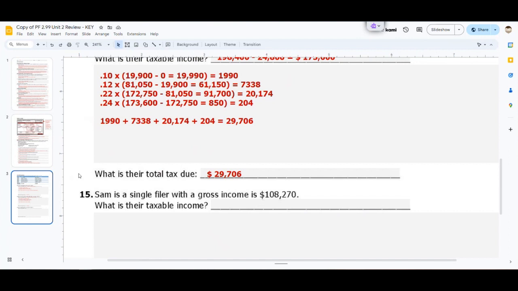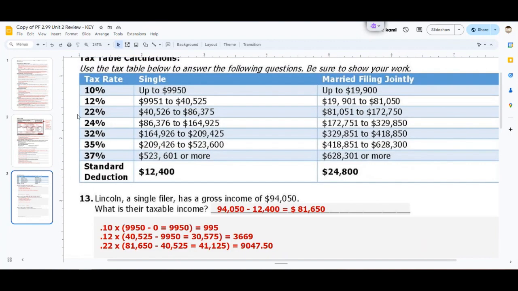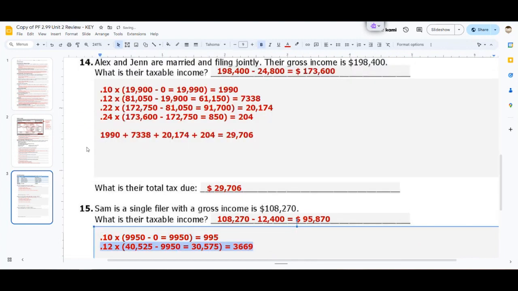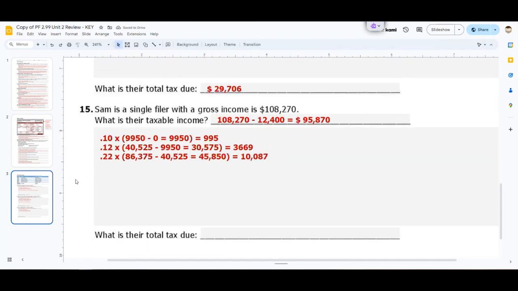All right, finally, Sam is a single filer, gross income of 108,270 with a standard deduction of 12,400, which means that their taxable income is $95,870. Looking up in the bracket, 95,000, similar to the last problem, gets us into the 24% range. So they're going to fill up the 10%, 12%, and 22% brackets. The math is up there.